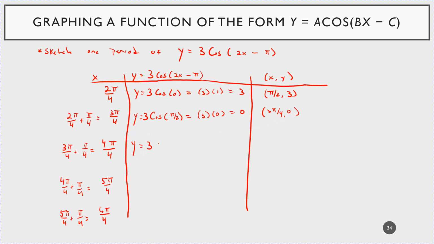This is y is equal to 3 times cosine of, this ends up just being pi when you plug it in, because 4 pi over 4 is just pi. 2 pi minus pi, obviously just pi. Okay, so this is 3 times negative 1, which is negative 3. So this simplified, I'm going to put as pi comma negative 3. This is 3 times cosine of 3 pi over 2, which is 3 times 0, which is 0. So my next test point is 5 pi over 4 comma 0.